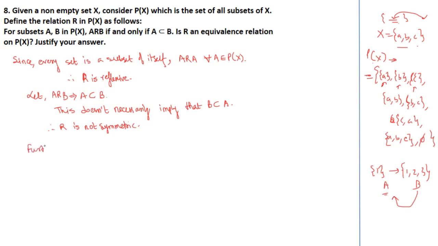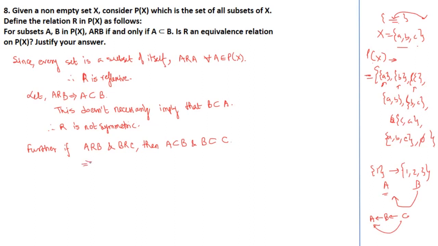Further, we assume if A is related to B and B is related to C, then what do we get? That A is a subset of B and B is a subset of C. So you can see that A is a very big set, so A must be a subset of C. If A is the junior to B and B is once again a junior to C, then A is always a junior to C. So this is what this is all about.